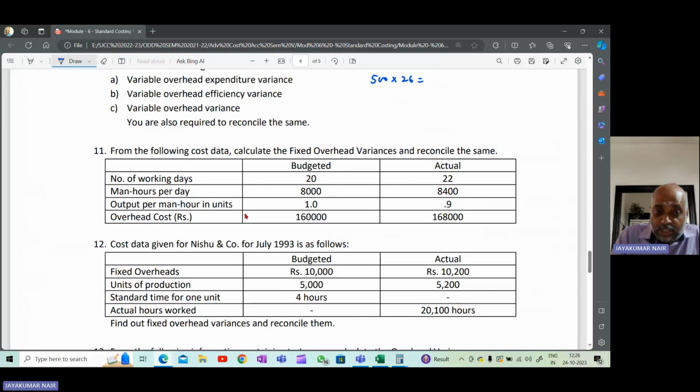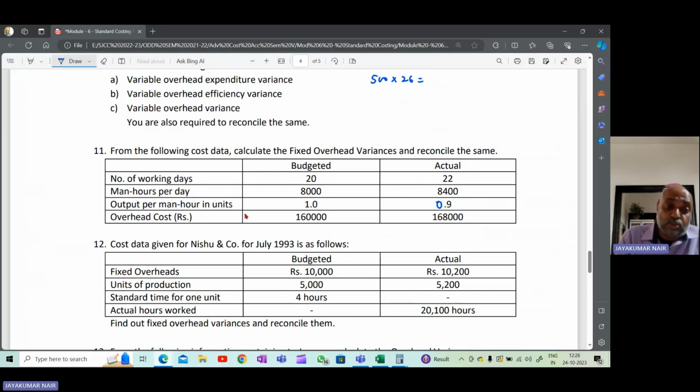So here they have given budgeted 20 days. That is the budgeted days. Man hours per day is 8,000. Output per man hour in units is 1. And then budgeted overhead cost is 1,60,000. Actual, they have worked for 22 days. Man hours per day is 8,400, but the yield is 0.9. And the actual overheads incurred is 1,68,000. So how do we work out this sum?